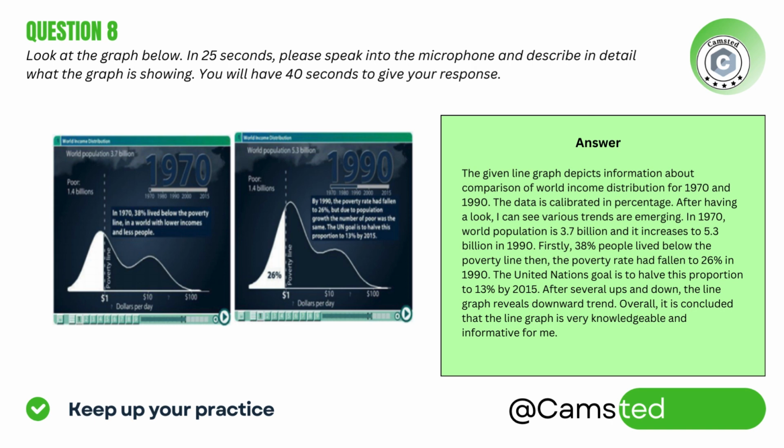Firstly, 38% of people lived below the poverty line then. The poverty rate had fallen to 26% in 1990. The United Nations goal is to bring this proportion down to 13% by 2015. After several ups and downs, the line graph reveals a downward trend. Overall, it is concluded that the line graph is very knowledgeable and informative for me.